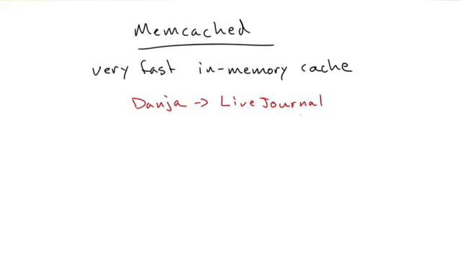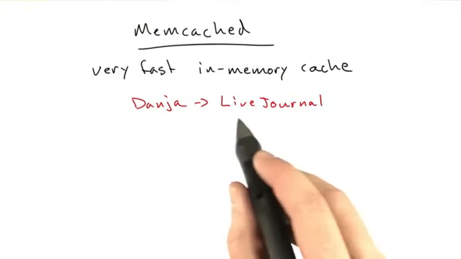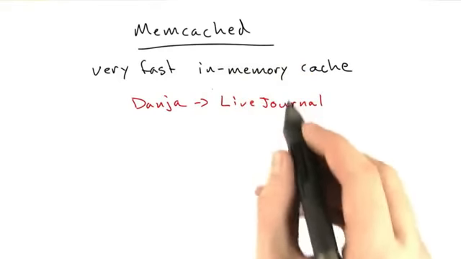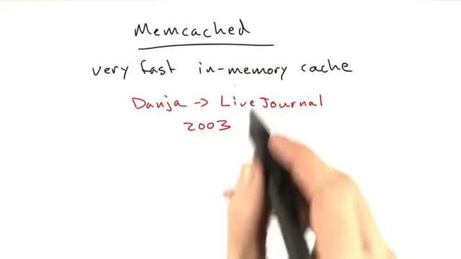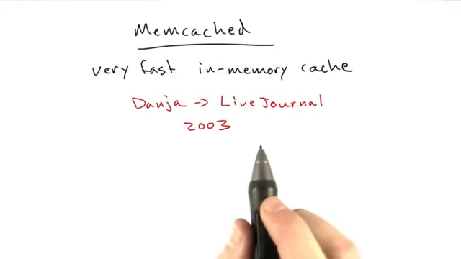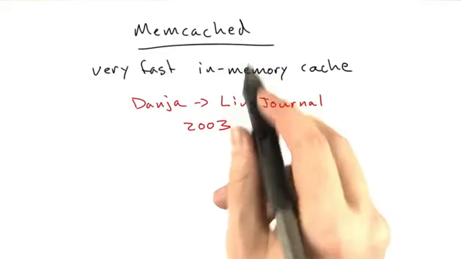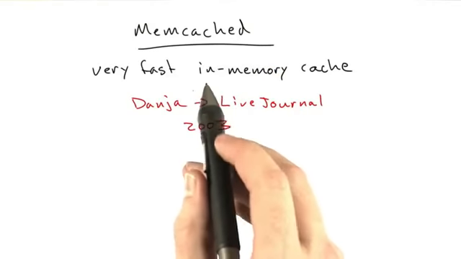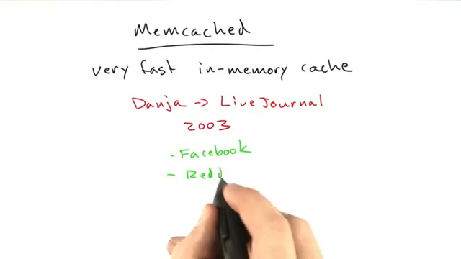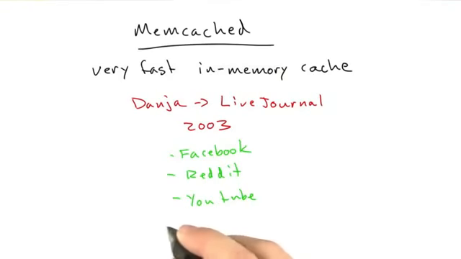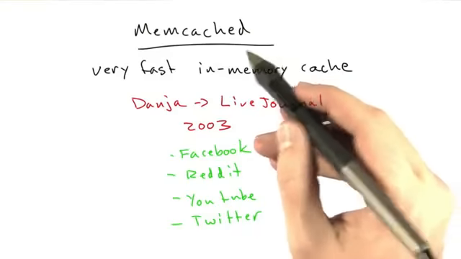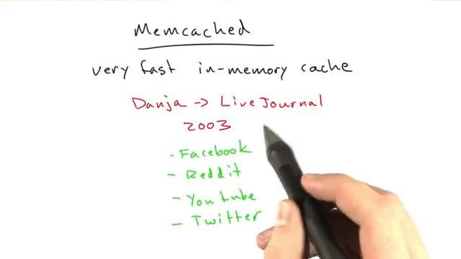I don't know, a bunch of things have risen to take the place of LiveJournal. But LiveJournal was a very popular site back in the day. And when I say back in the day, I mean 2003 is when Memcached was released. Now, just about every website on the internet uses Memcached these days. I don't know about Google, but certainly it's used by Facebook, Reddit, YouTube, Twitter. It is an essential piece of software when you're writing web applications.